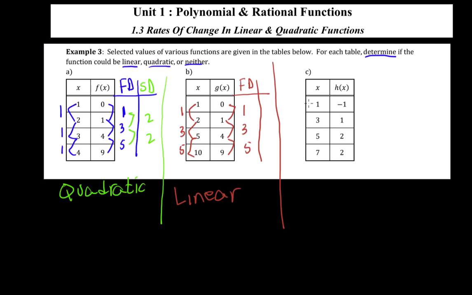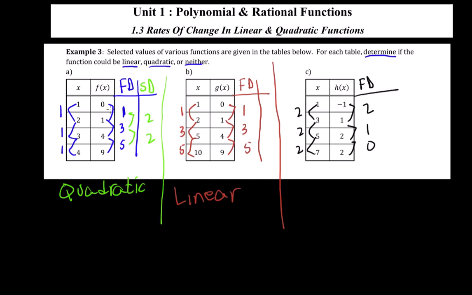So now let's find the difference of the x. 3 minus 1 is 2. 5 minus 3 is 2. 7 minus 5 is 2. So we can see clearly it's a constant, it's the same value, the difference. So now it's 3 minus 1 is 2. 2 minus 1 is 1. 2 minus 2 is 0. So the first difference is not the same.